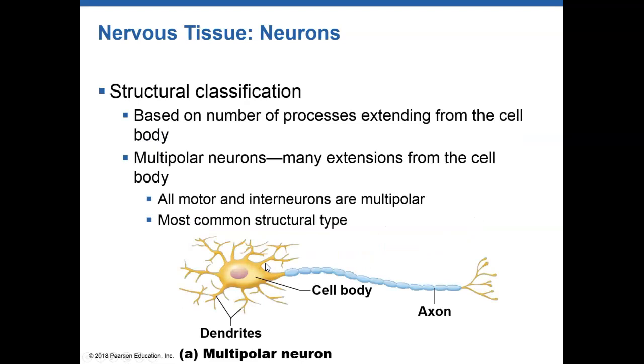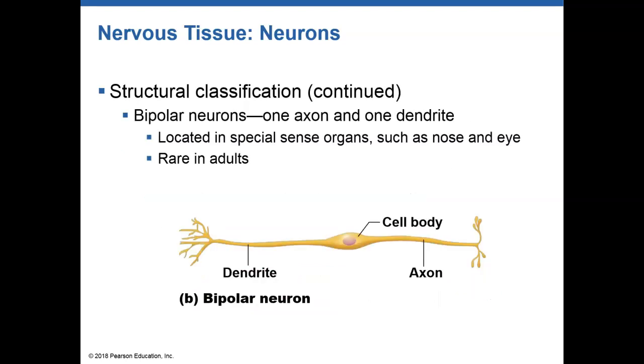Multipolar neurons are the most common neurons. We find these make up the majority of the integration neurons, and they're very common in the PNS as well. And then bipolar are not super common, but they are found in regions of the nose and eye where they take in sensory information.